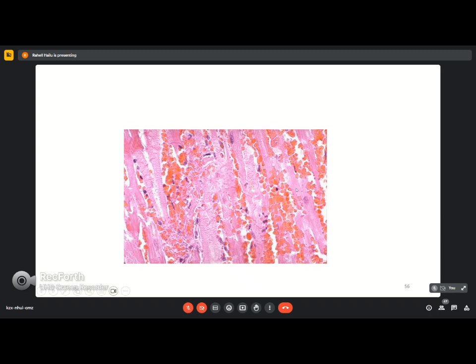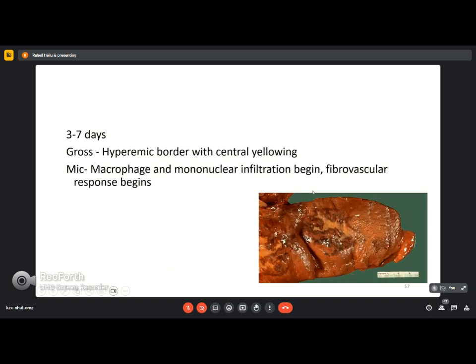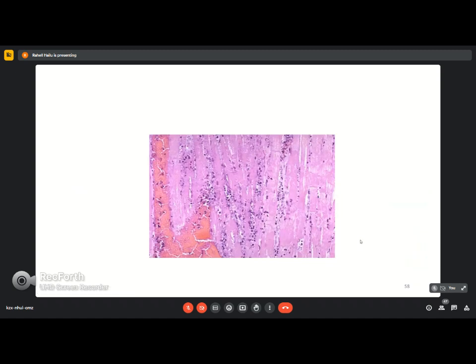hemorrhage. Okay, the hyperemic appearance is basically hemorrhage into the dead tissue. Grossly hyperemic means it looks red. So within the next 3 to 7 days, you would appreciate grossly in this infarct a pale area in the middle, and a hyperemic area where you have these hemorrhagic responses. We'll see base.